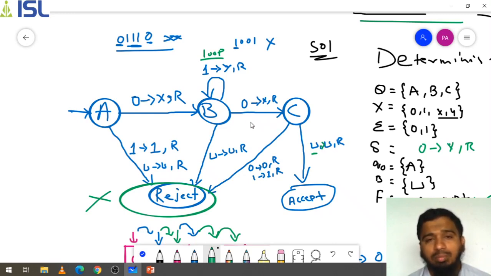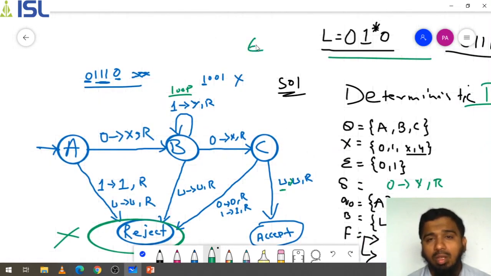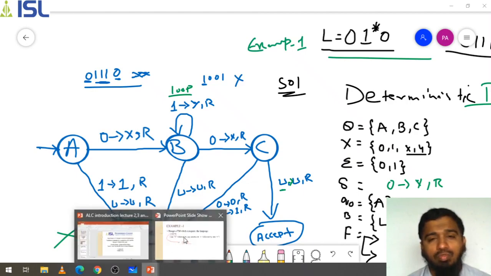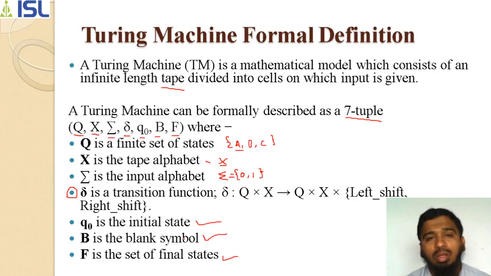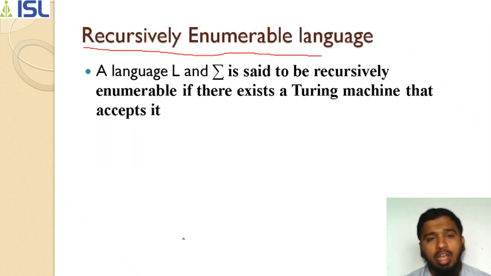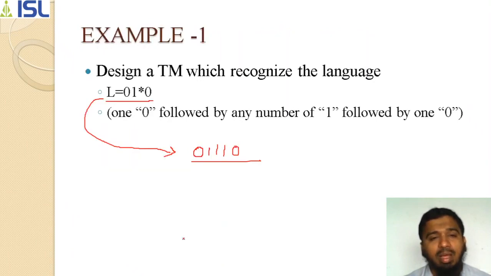So this is about the Turing machine example 1. Okay. And we will do examples 2 and 3, and we will take some more examples and solve them. So today's class is about the Turing machine formal definition, and we saw one example, and this string is accepted. In the next class we will see some more examples.